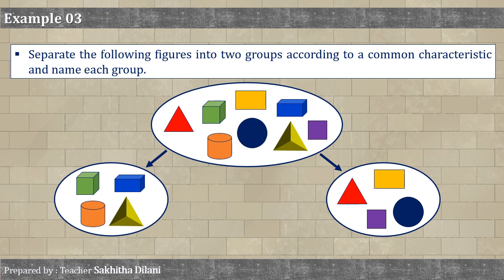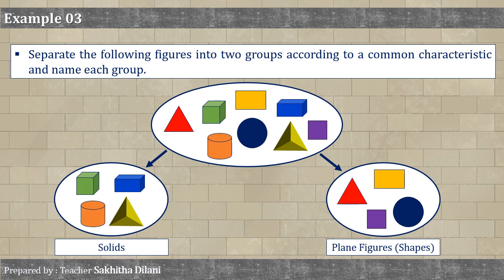Can you suggest names for these groups? Consider the first group. How did you name them? In previous grades, you have named them as Ghana Vastu. In English, we say solids. So let's name that group as solids. Then what can you say about the second group? They are called plane figures. In previous grades, you have named them as shapes.